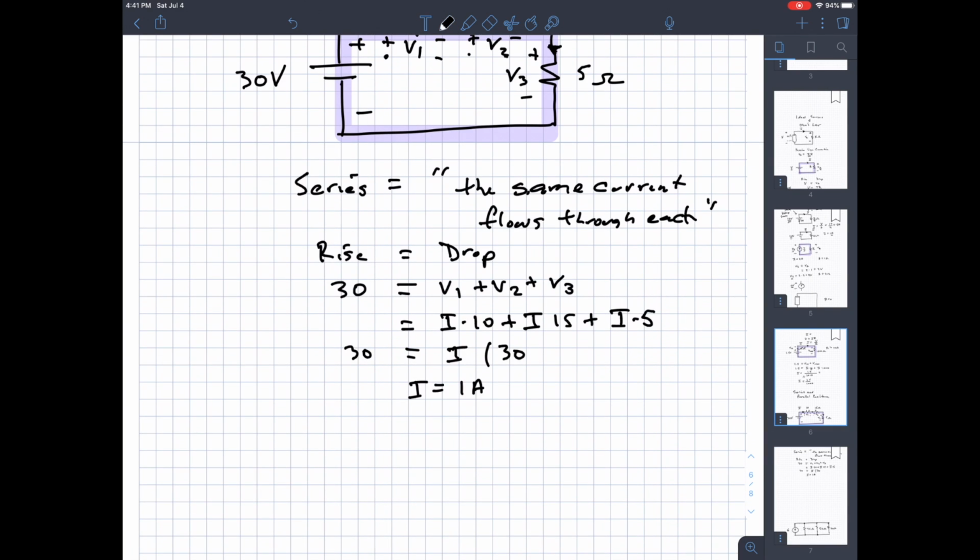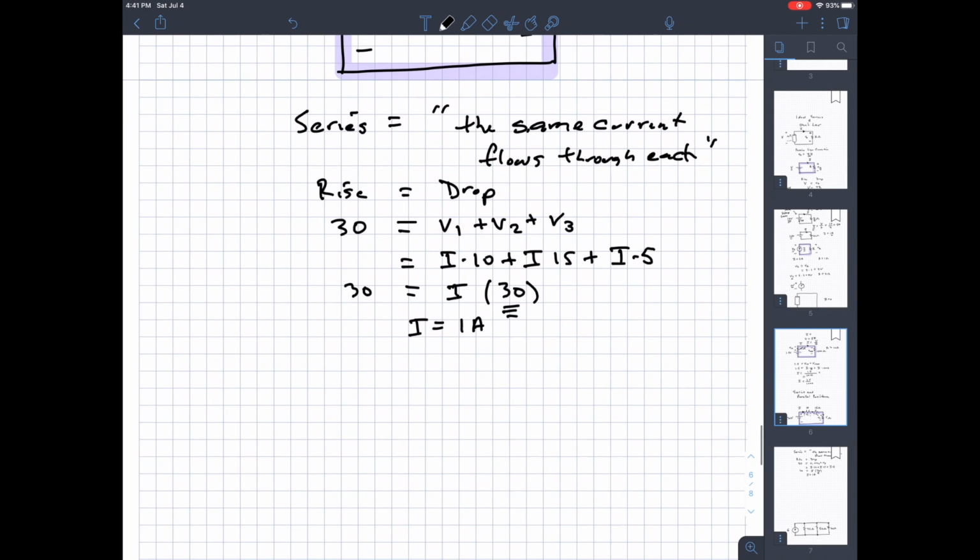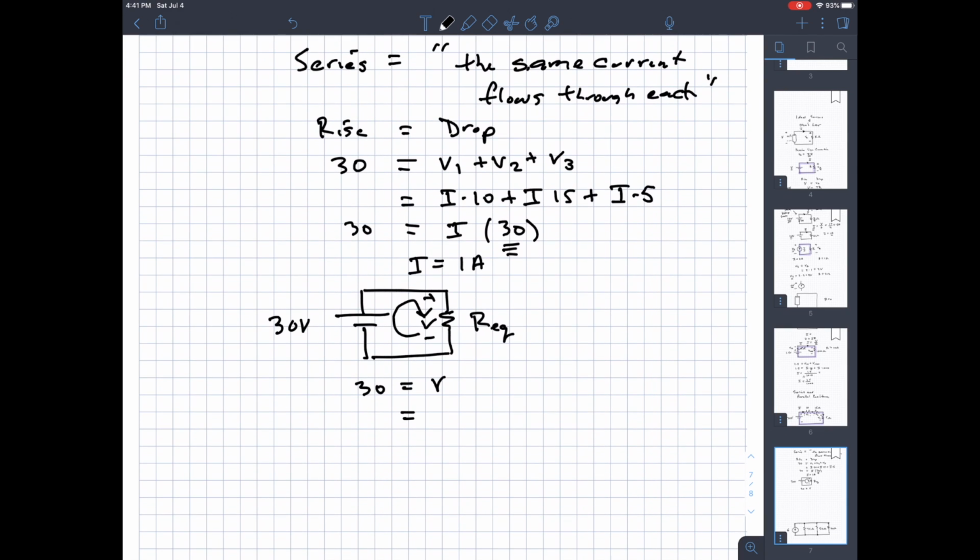It turns out that this 30 is an equivalent resistance for this circuit. By that I mean, what if I had just a single loop circuit where here's 30 volts and I replace it with our equivalent? Well, it's a real easy KVL. You have a rise of 30 equal to the drop of the voltage plus minus V, and then Ohm's law says that's I times R equivalent. R equivalent is 30, so I can solve for I.